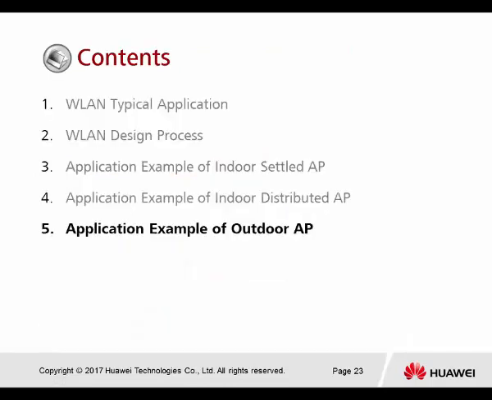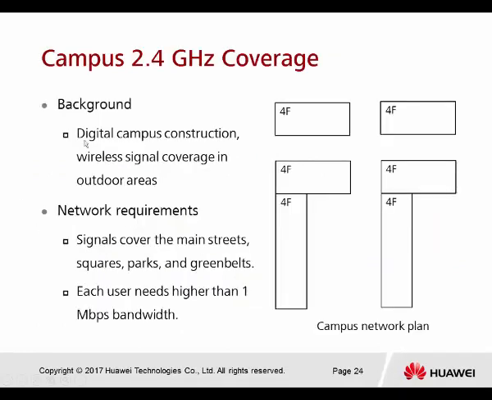And the last one is an example of the outdoor AP. Background: digital campus construction, wireless signal coverage in outdoor area. The requirement: signal covers the main street. Okay, this one actually is the building. Okay, this is a block of the building or the shop lot. And this is the walkway, the corridor, or the street. So the signal covers the main street. Okay, we have to cover all the streets, squares, parks, and green belts. Each user needs higher than 1 Mbps bandwidth.